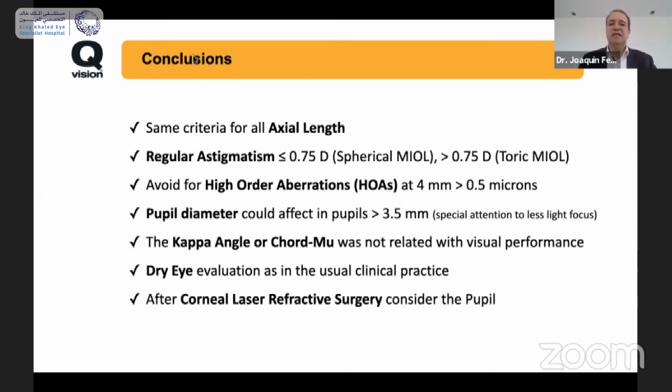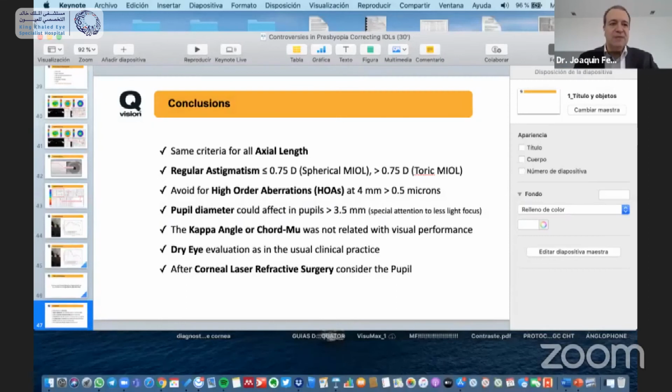The same criteria as for all axial lenses: regular astigmatism of more than 0.75 dioptres needs to be corrected by toric multifocal lenses; avoid high order aberration at 4 millimeters of more than 0.5 microns; pupil diameter could affect if more than 3.5 millimeters. Special attention, please, to the light focus. The kappa angle of the cornea was not related, at least below 0.56 millimeters. The dry eye evaluation is very important, and in usual clinical practice after corneal laser refractive surgery, consider the pupil before measuring the spherical aberration.